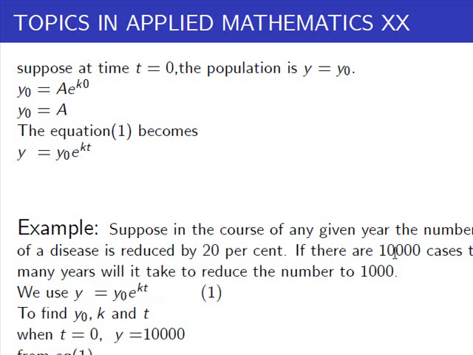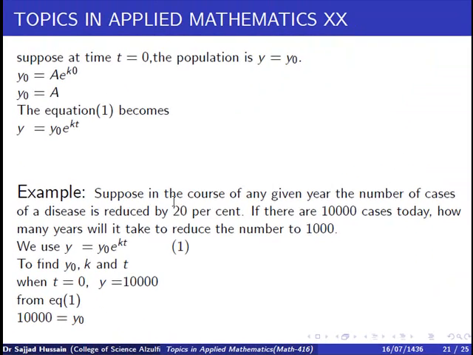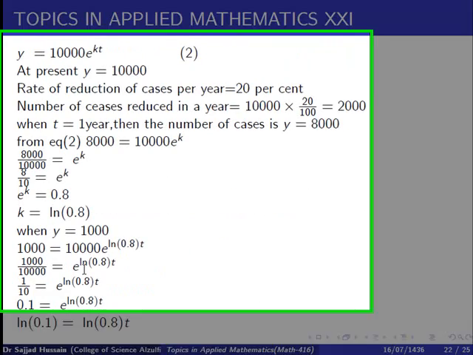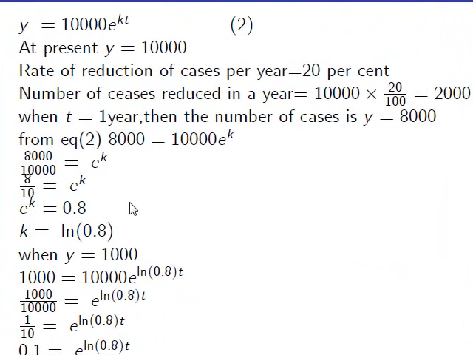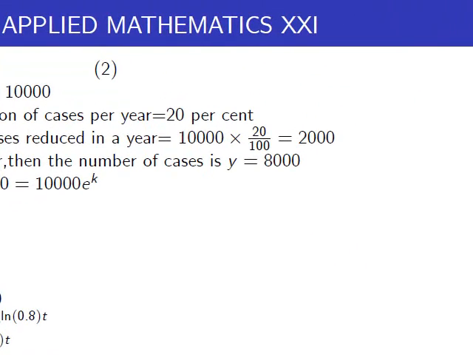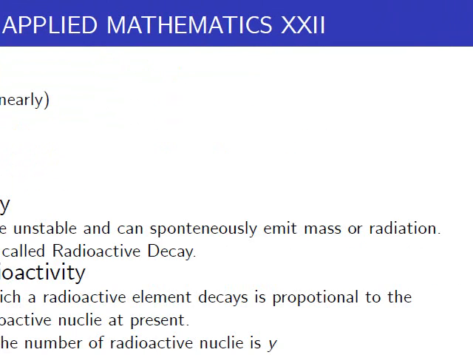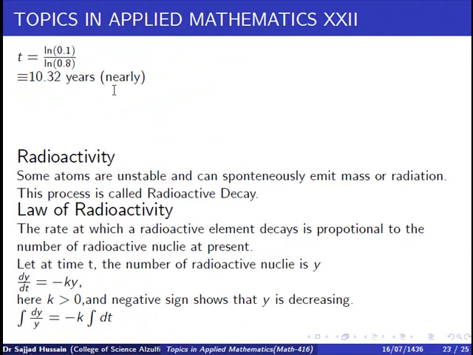For the first case we used this one: when time t is equal to 0, y is equal to 10,000, and we obtained the value of y naught. And the other condition is that the reduction per year is 20%. We used this one and obtained the value of the second unknown, that is k. And the next condition is to find the time when the number of cases is equal to 1,000. We obtain time, and the time is 10.32 years.